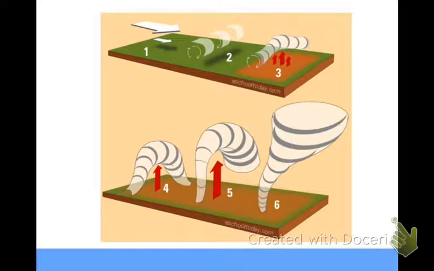So let's keep on going. Actually, I'm going to let you pause the video and switch to a tornado formation video so that you can see that. So again, pause the video and switch to the tornado one.